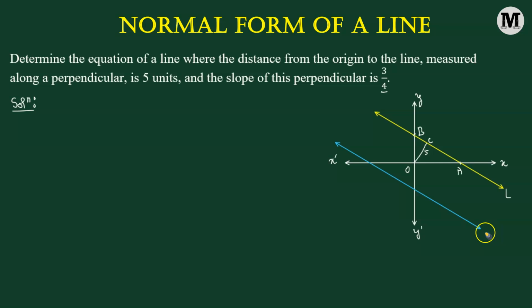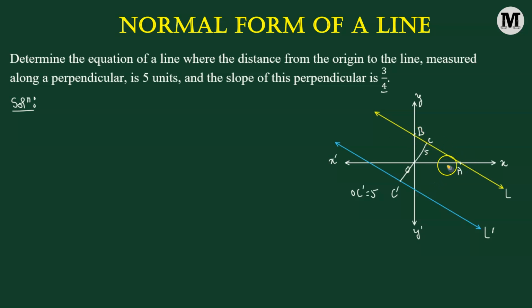Now clearly this line, let's call it L prime, is parallel to the other line L. We know that parallel lines have got equal slopes. In other words, we can draw a perpendicular from the origin to the new line L prime, meeting it at C prime. Now clearly OC prime is also equal to 5 units and the slope of it is 3/4. Our goal will be to determine the equation of both the two lines.